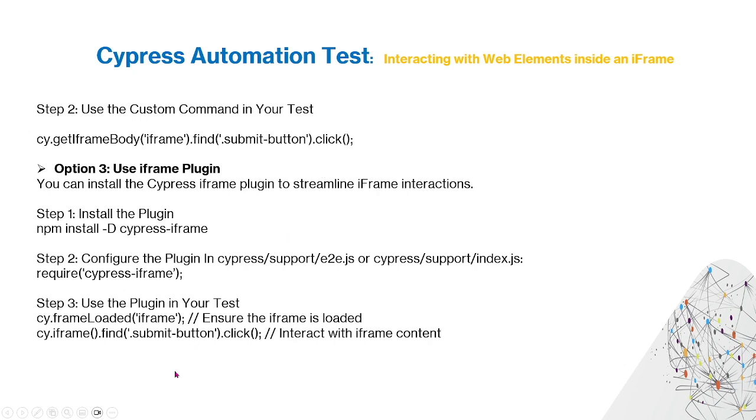Option 3. Use an iframe plugin. You can install the Cypress iframe plugin to streamline iframe interactions. Here is npm install cypress-iframe. Second step, configure the plugin in cypress/support/e2e.js or index.js file. You put the first line: require cypress-iframe.